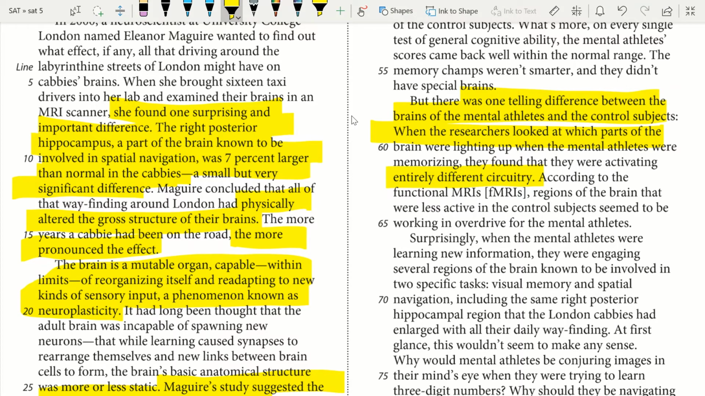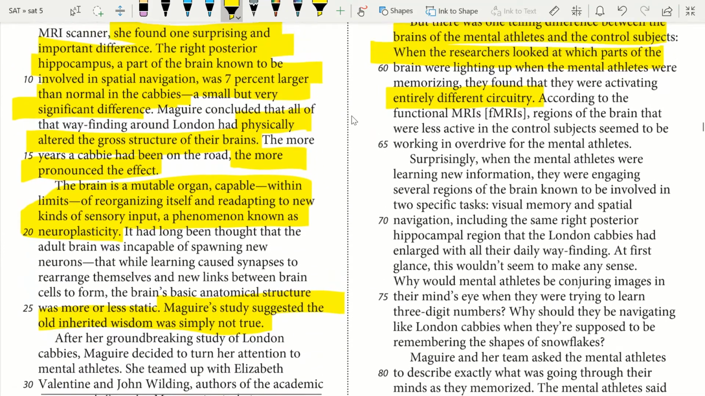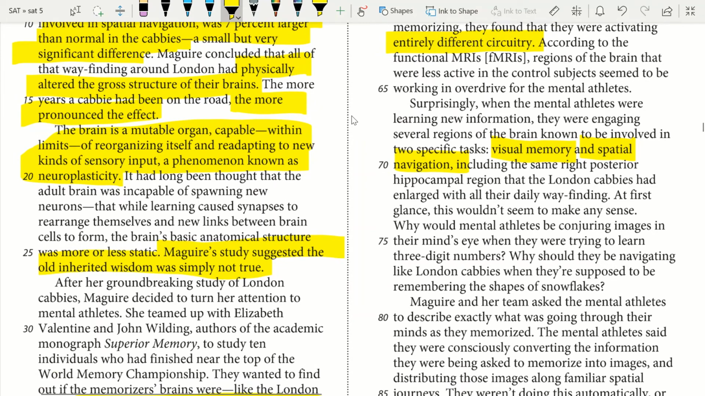According to the functional MRIs, the regions of the brains that were less active in the control subjects seemed to be working in overdrive for the mental athletes. Surprisingly, when the mental athletes were learning new information, they were engaging several regions of the brain known to be involved in two specific tasks: visual memory and spatial navigation, including the same right posterior hippocampal region that the London cabbies had enlarged in all their wayfinding around.